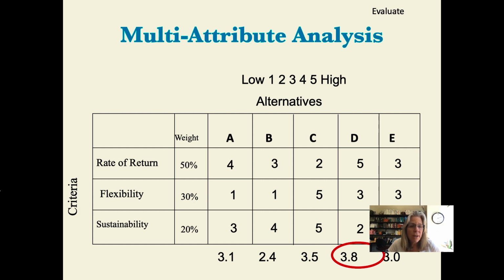And then I also developed a weighting: what is the most important thing to consider? In this case, I just assumed rate of return should be 50% of the consideration, flexibility 30%, and sustainability 20%. So I just went through and did that. And then all I did is calculate a weighted average, and you can see that D has the highest score. So that might indicate that is the alternative we should move ahead with. And that's a method that's used quite a bit in multi-attribute or multi-criteria analysis.